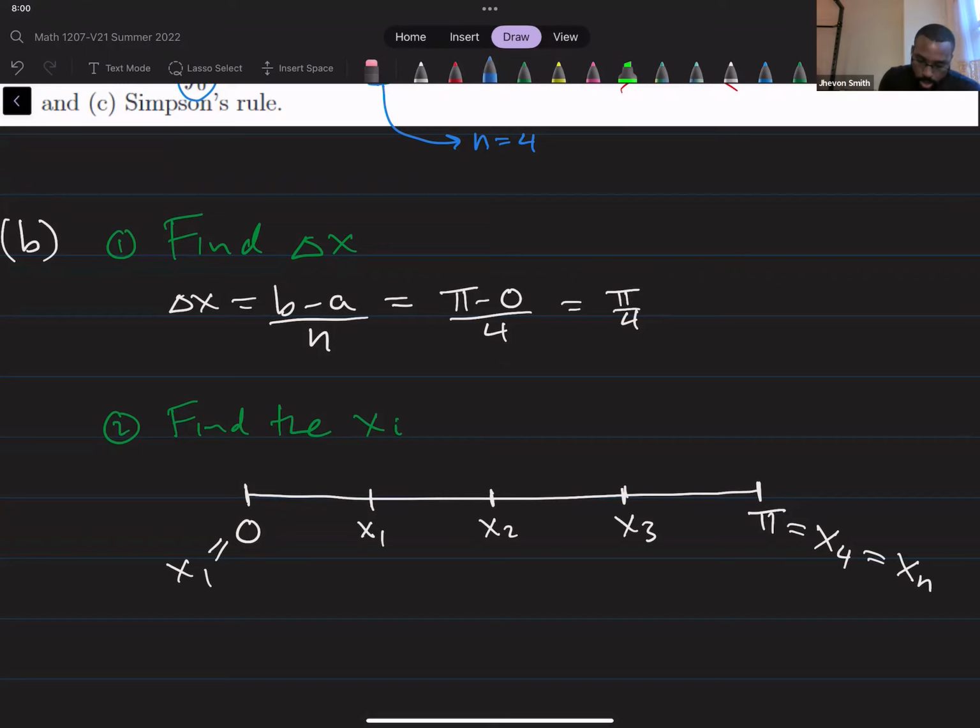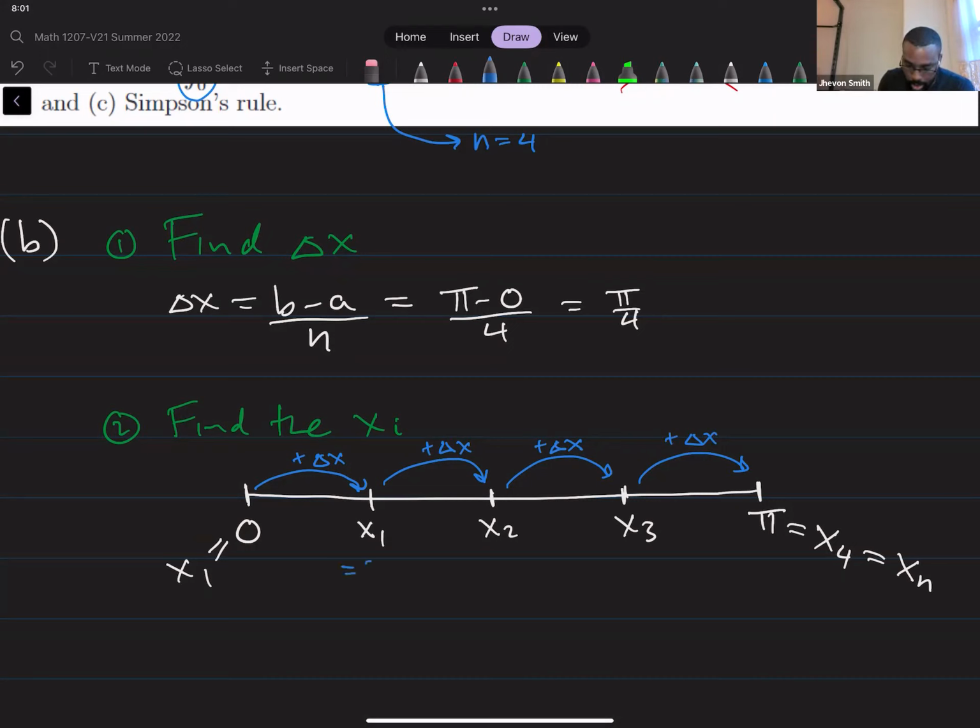One thing we do know is the distance between this and that should be delta x. Same thing here, delta x. Same thing here, delta x. Same thing here, delta x. In other words, you add delta x from one point to get to the other point. So here my delta x is pi over 4. I'm just going to add pi over 4. So this is going to be equal to pi over 4, because I start from 0, add pi over 4. Then I take pi over 4, add pi over 4 again.